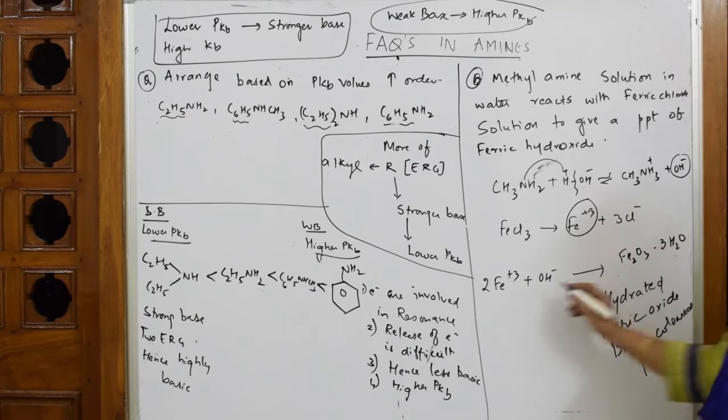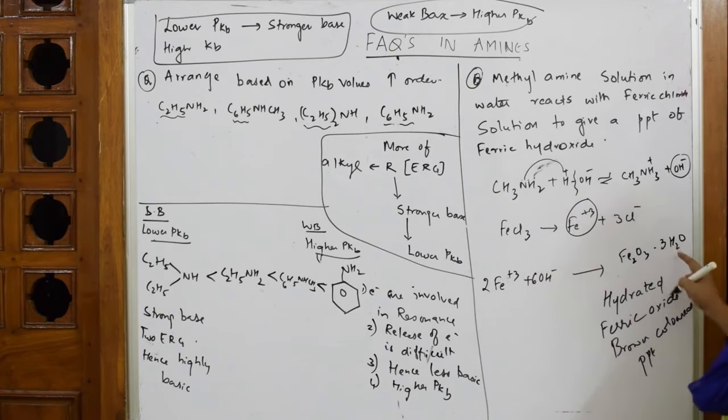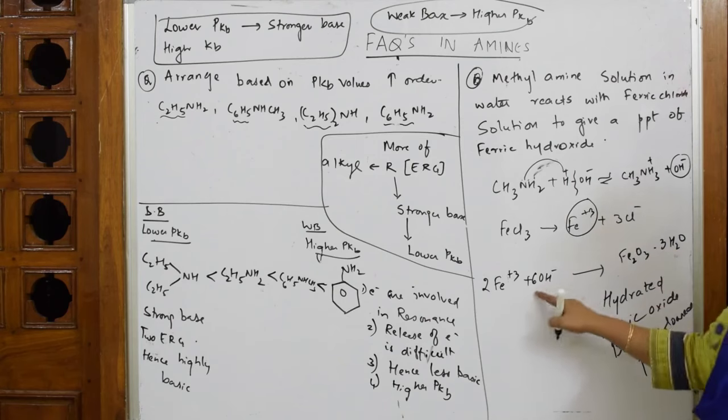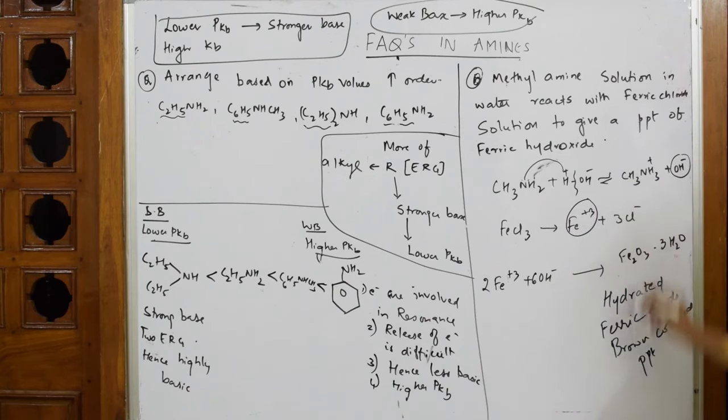Hydrogen is 3, 2s are 6. So oxygen, if I have to balance 3 oxygens here, 3 oxygens here, 6. So this is your compound. This is what they've asked you.